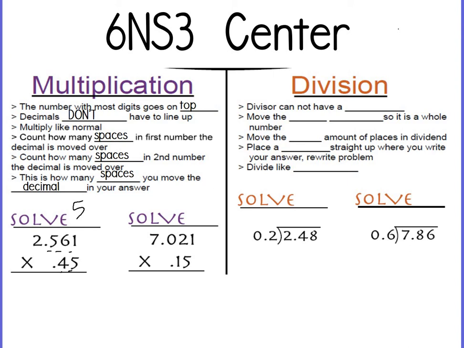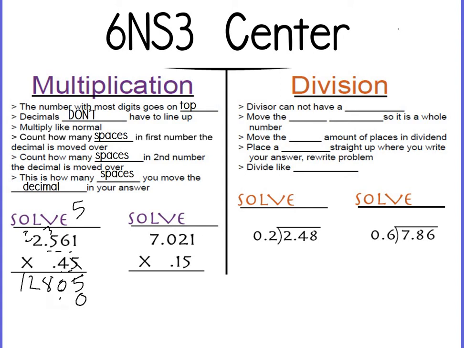So I'm going to multiply as normal. So 5 times 1 is 5. 6 times 5 is 30. 5 times 5 is 25, plus 3 is 28. And then 2 times 5 is 10, plus 2 is 12. Okay, I'm done with the 5, so I add my 0.